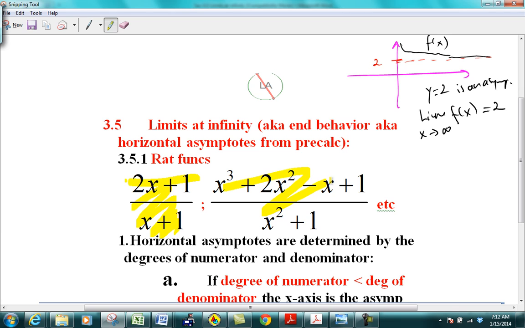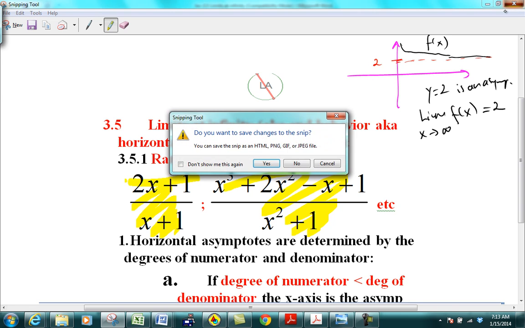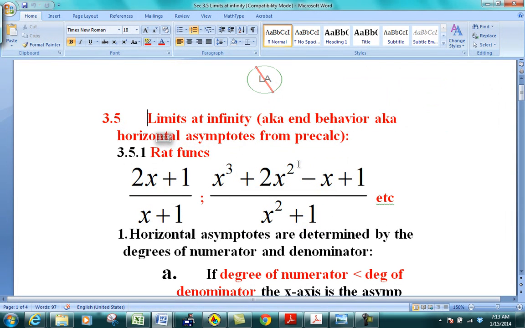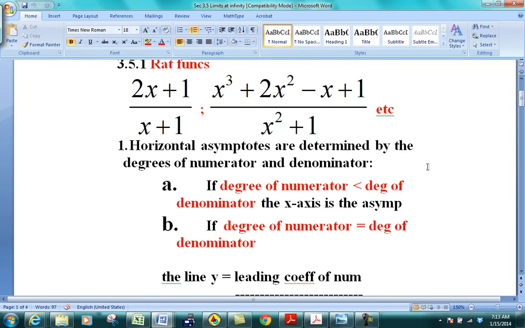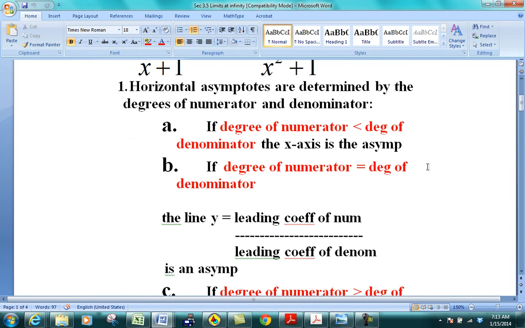Right here, this one and this one are two rational functions. If you remember from pre-calc or chapter 1 in calc, rational functions are just a polynomial over a polynomial. There are 3 rules for finding the end behavior of rational functions. Again, remember, with end behavior you can talk in terms of asymptotes, or you can talk in terms of limits. The 3 conditions are A, B, and C. I know you can't see C clearly right now, but I'll go slow so that you can capture A and B.